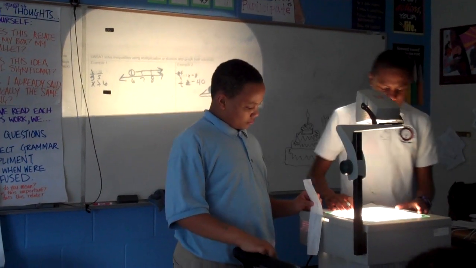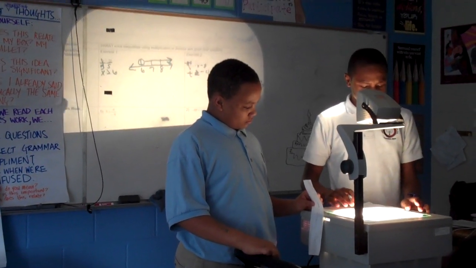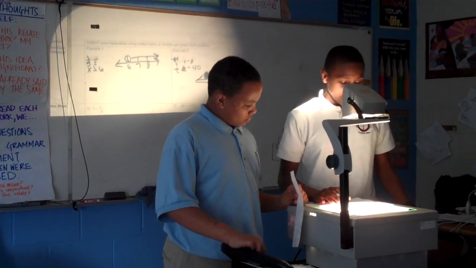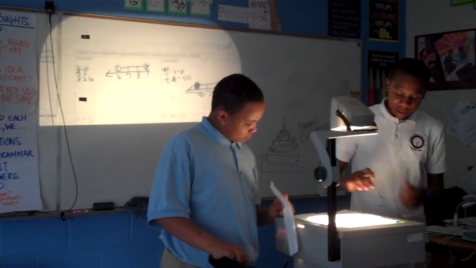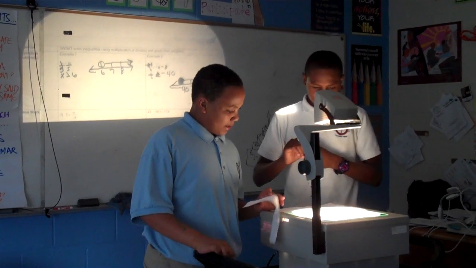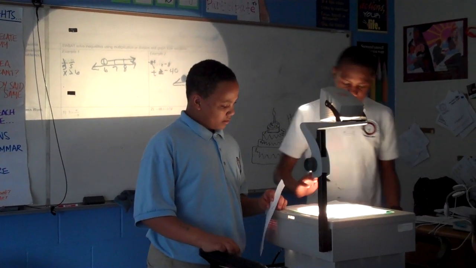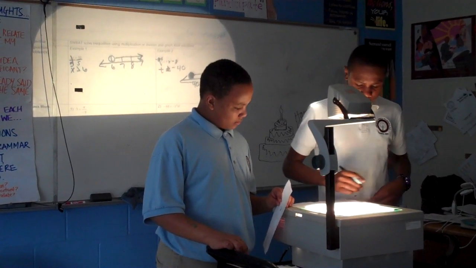Now you guys will be working on your turn. Classwork. Number 1, 3 is greater than A divided by -9. Number 2, -68 is less than -17D. That's all we're going to do.